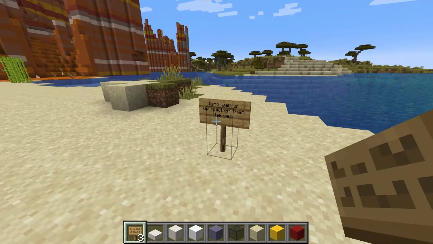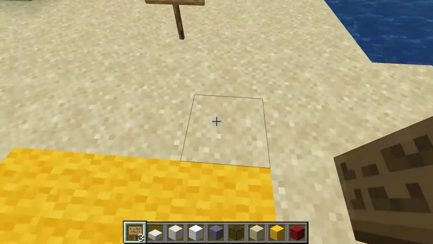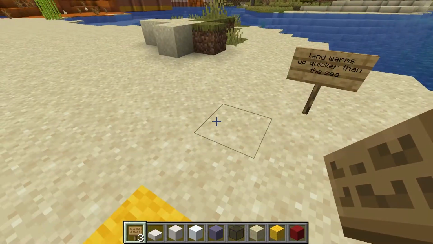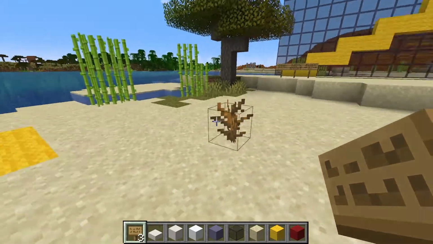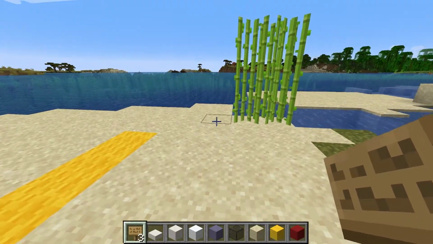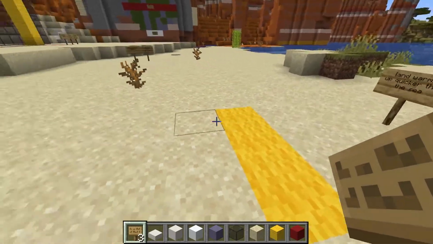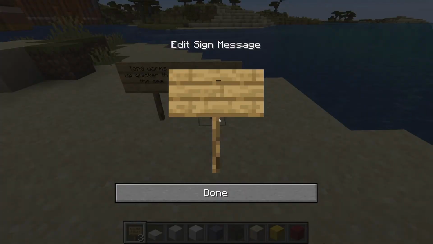But it does not only warm up quicker, because in the evening, when you are walking on the beach, the sand is actually quite cold. Maybe you also experienced this. During the day, the sand was super hot, but in the evening, it's kind of cold. So land also cools down quicker than the sea.